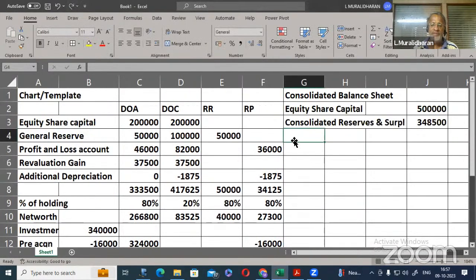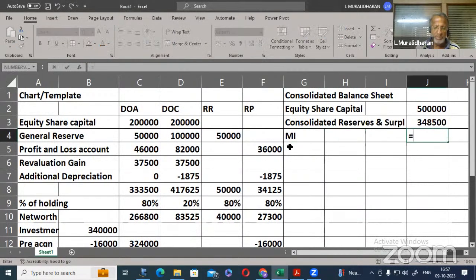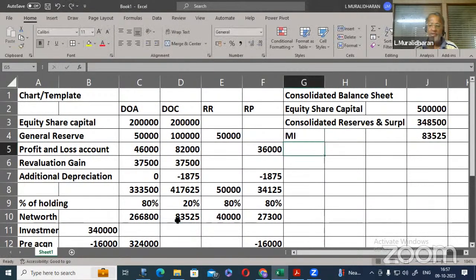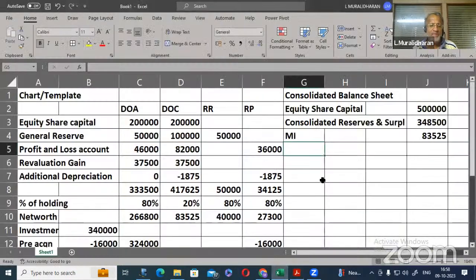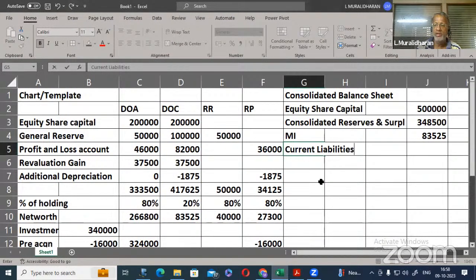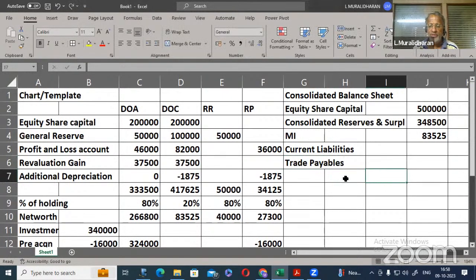The next item that we have got to take up is minority interest. Their number is 83,525. Correct. Rest of the matter is only simple addition. Trade payable. So what are we expected to do under current liabilities? Under that, trade payables, you have company A, then company B. So we have to simply pick it up.